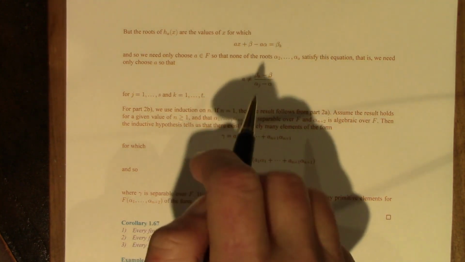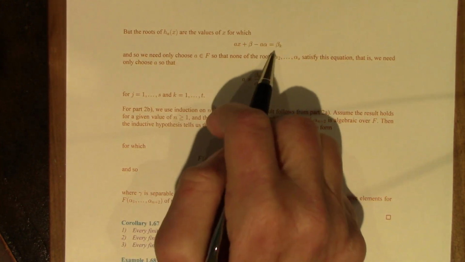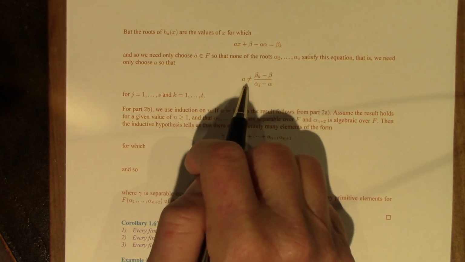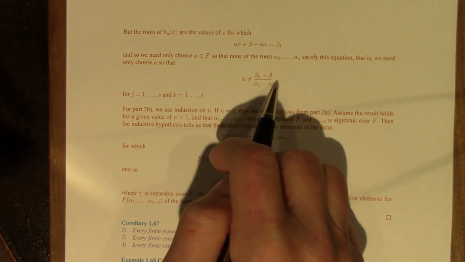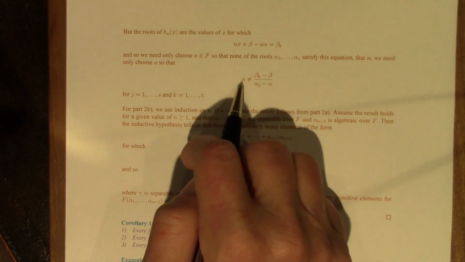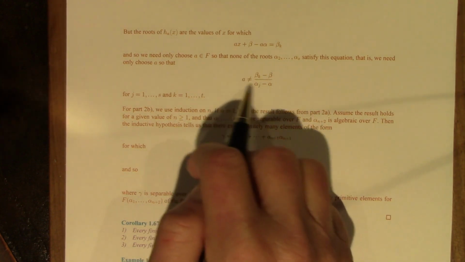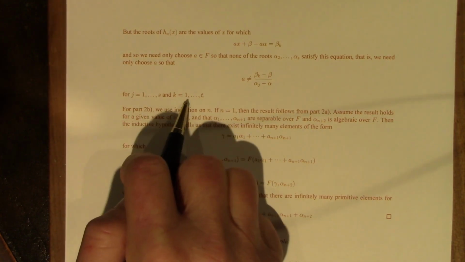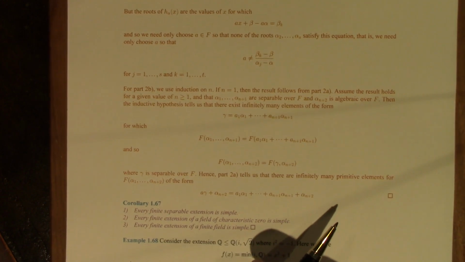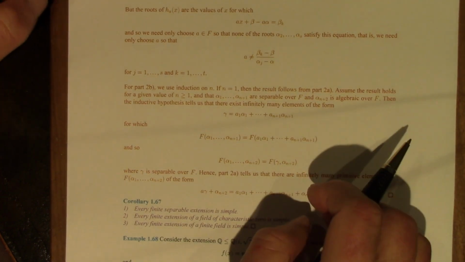So all we need to do is solve this for a and put a not equal sign there, and we're done. Any a in f that satisfies this equation for the entire ranges here will give us a primitive element, a alpha plus beta.